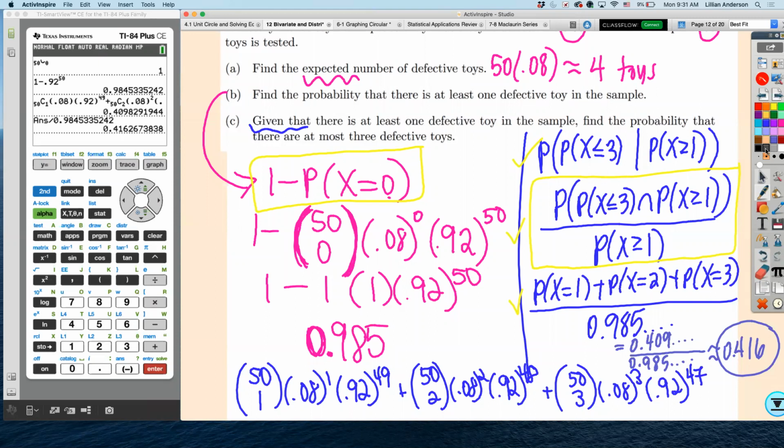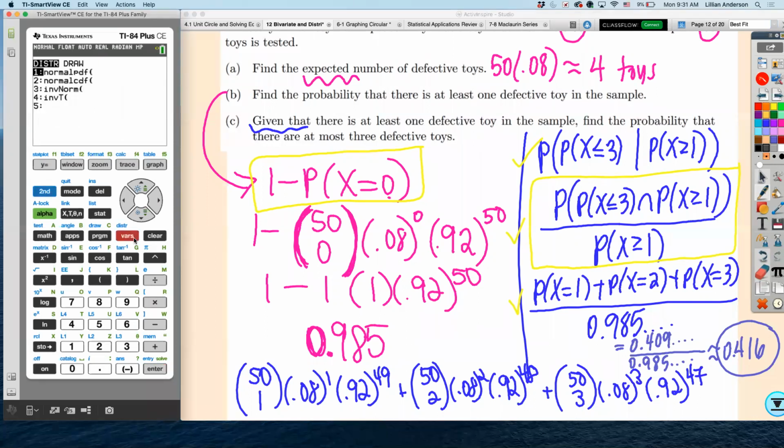How do we do this in our calculator? We go to second bars. That's where all of your distributions were. And you would go to either option A or option B, depending on the problem. Binomial PDF was for an exact value. Probability distribution function, 1 specific value. So you would use binomial PDF for part B.